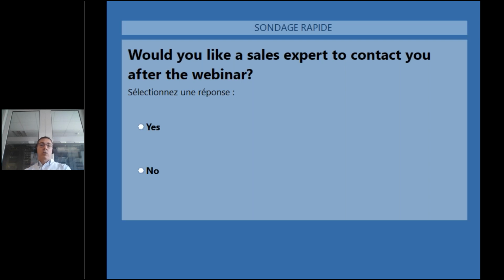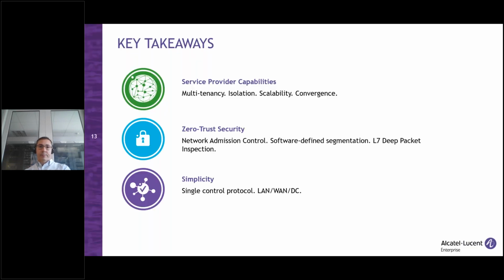And this is because it can all be achieved with a single control plane protocol, which results in quicker deployment and simpler troubleshooting. And this same solution is applicable to the LAN, to the WAN, and the data center, bringing further simplification compared to using different solutions in each of those blocks.